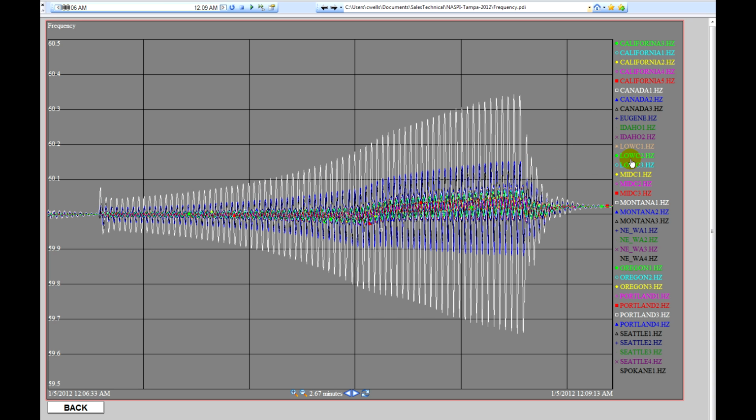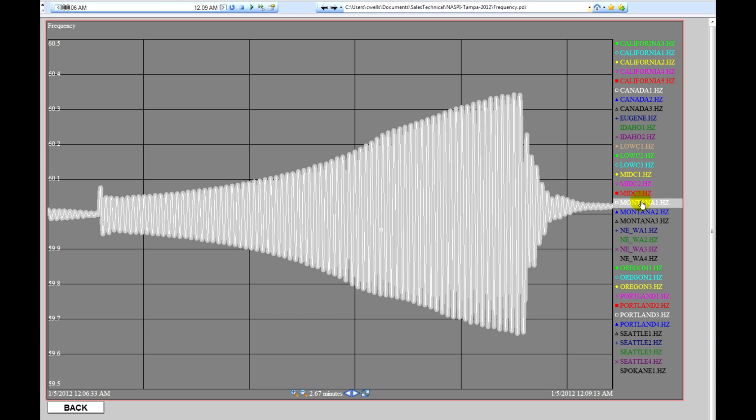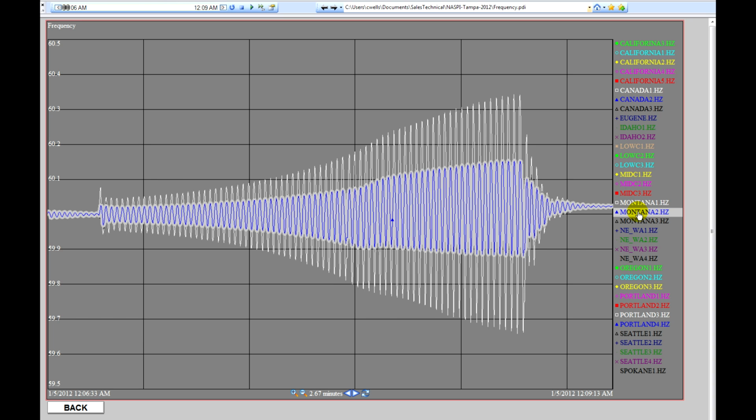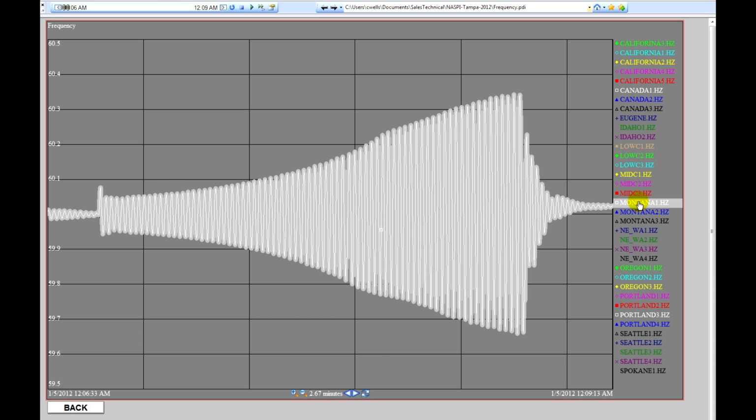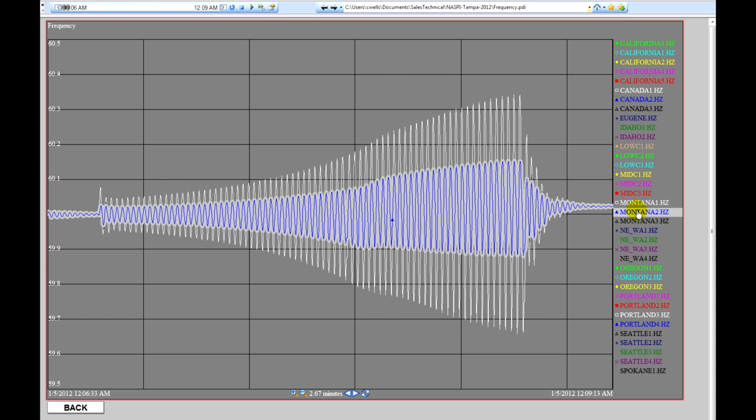occurs. And if we move the cursor over to the area, we can see the specific stations that were causing the oscillation. So Montana 1 had the largest oscillations. Montana 2 is shown here, and Montana 3 is shown here. We'll jump back now to the main screen.